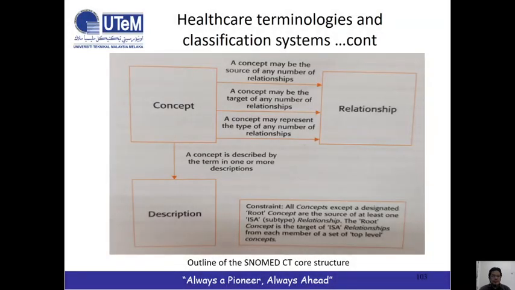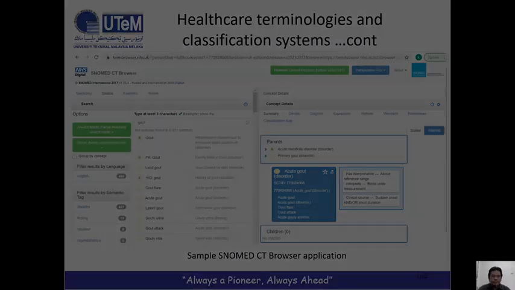So this is the concept of SNOMED CT. They have concept, description, and relationship. To explain this one would take one semester. SNOMED CT structure. So I just give the introduction only so that you know what healthcare terminology is commonly used in the healthcare information system.